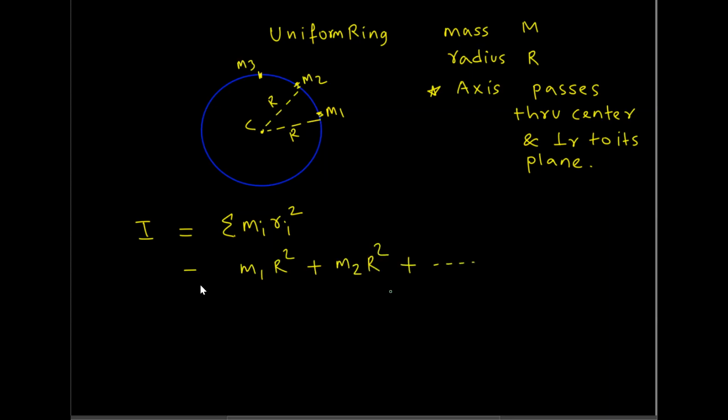So here what is really varying? Only the mass is varying. So we can pull the mass terms together. When we do this, if we add all these masses, what do we get? We get the mass of the ring. So then the moment of inertia will be m r square. Do you understand this?